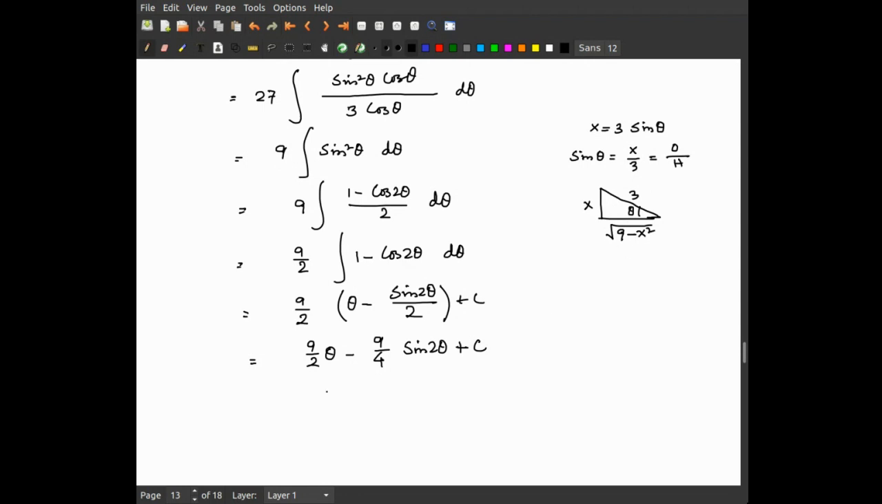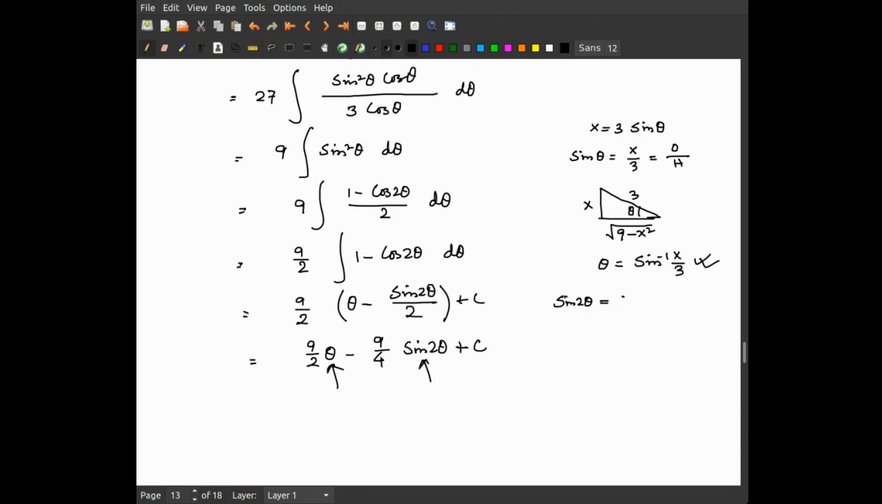Now let's ask what we need. We need theta, we need sine 2 theta, right? So first let's find out the theta. Theta is very easy because sine theta equal to x over 3. So theta will be sine inverse x over 3. First one done. But what about sine 2 theta? Let's find out sine 2 theta.